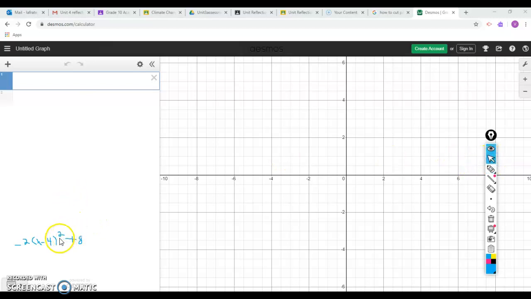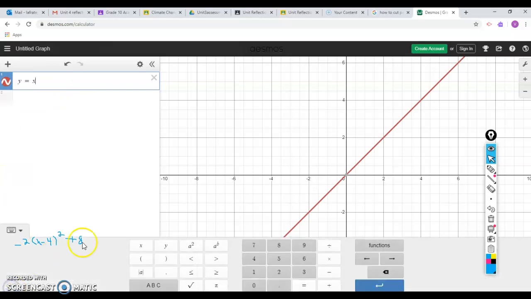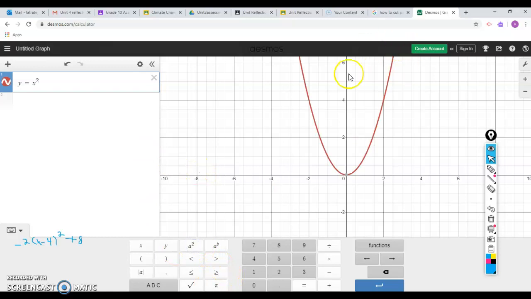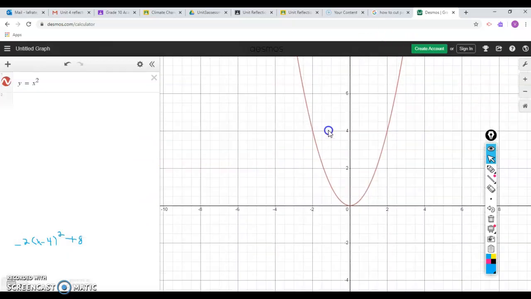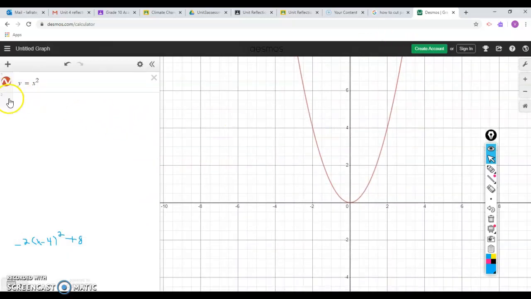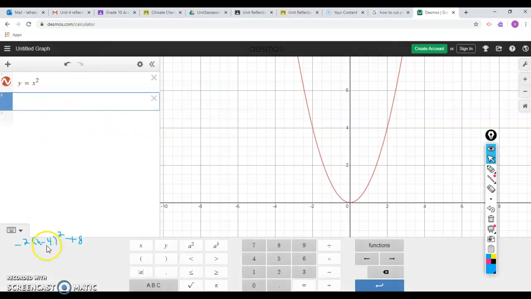So the idea is that we're going to first put our y equals x squared in. y is equal to x, and then let's square that. And so here's our parabola of y equals x squared. And we're going to do our transformations now. So you'll notice that we have a stretching that happens. So what we're going to do is y equals 2x squared.